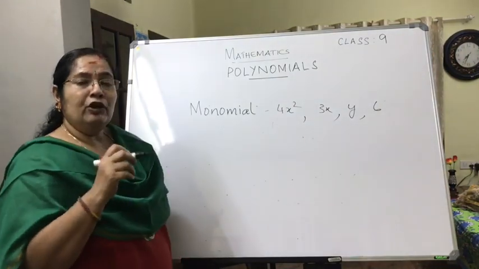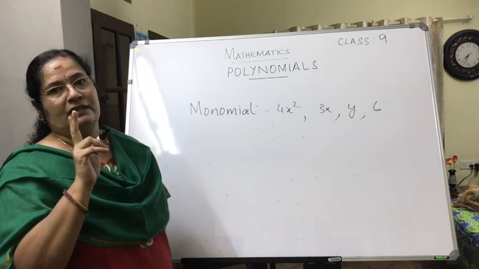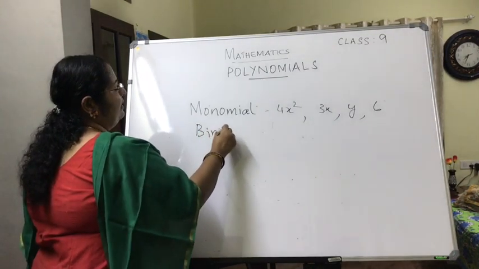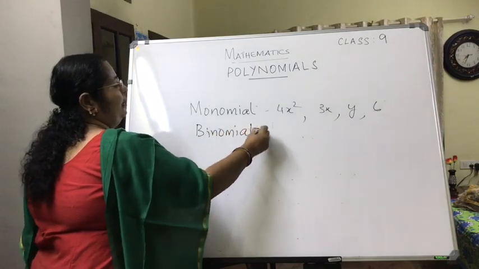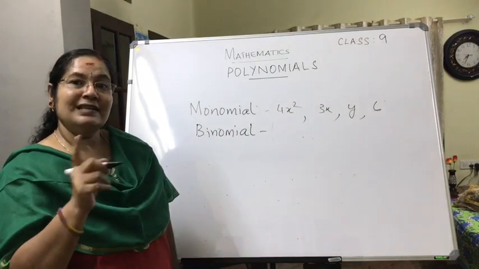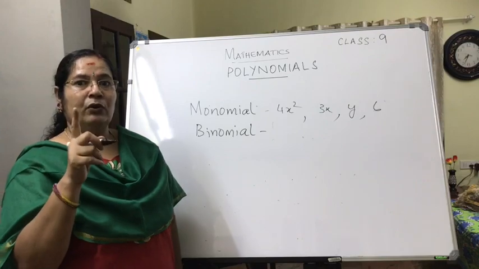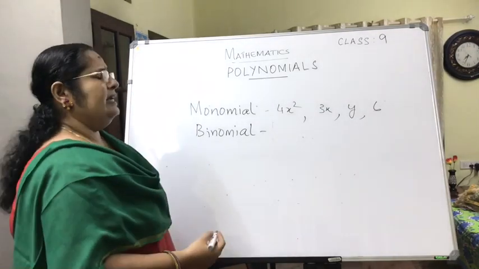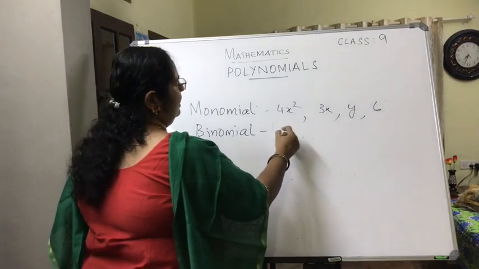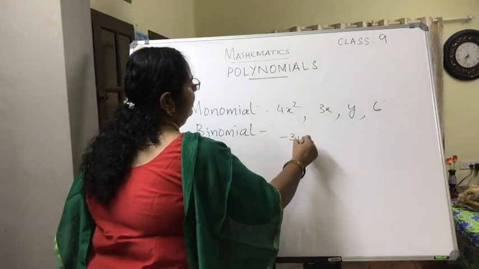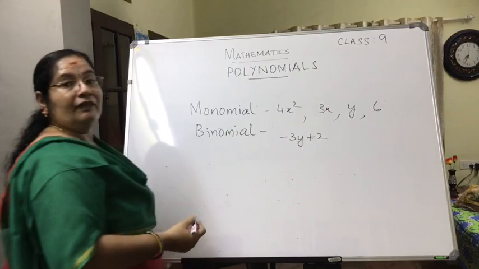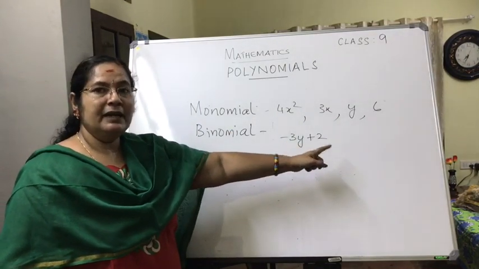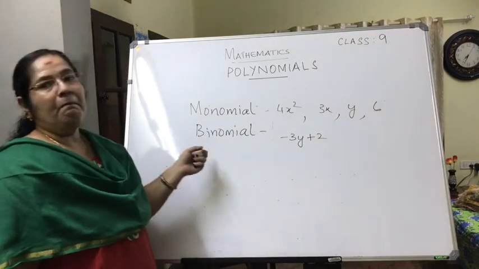Now a polynomial having two terms is called a binomial. Bi means two, so binomial means two. Mono is single, one. Let us take one example for a binomial, say minus 3y plus 2. How many terms are there? Two terms. Which are the terms? Minus 3y and plus 2. So it is a binomial.